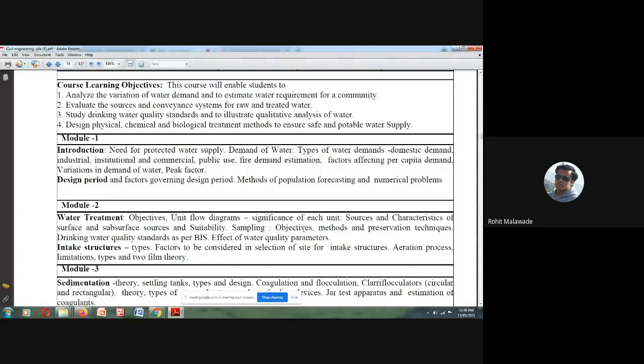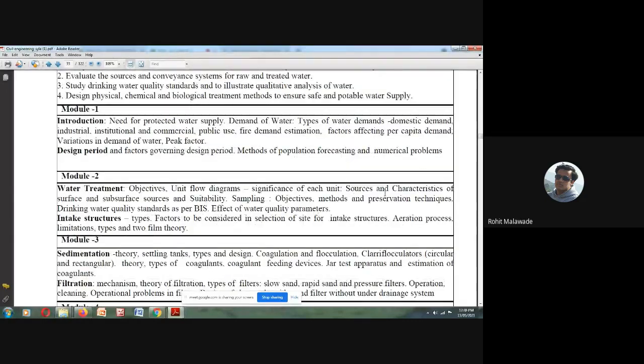For example, we will be having screening, grit chamber, sedimentation, disinfection, chlorination, all these things. We will be seeing the advantage of each unit. We will be seeing why we need to do that particular thing when we are going to treat the water. Then we will also see the sources and characteristics of surface and subsurface sources. What are the different sources of water? That is, we are going to have the surface source as well as the subsurface source, and its suitability we are going to check.